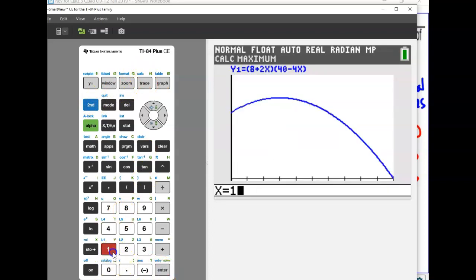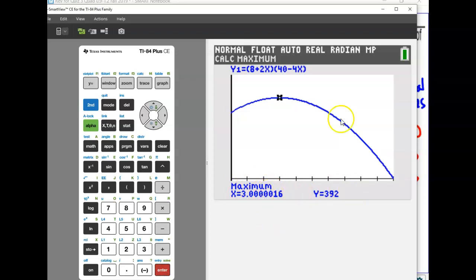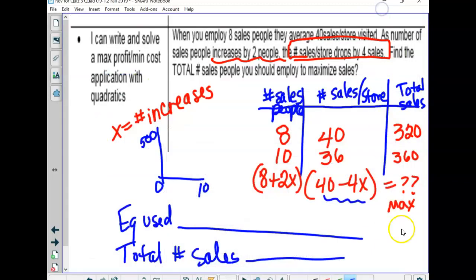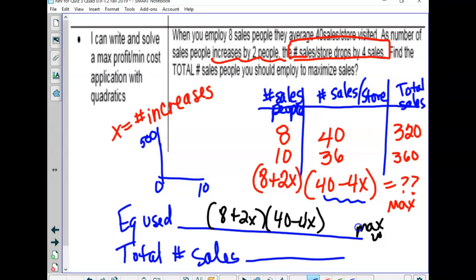It's between 0 and 10 somewhere, because I'm lazy. Now, this is just garbage. It just means the max is at 3. The 392 is actually the total number of sales, but I found the max. The max occurs when X equals, what did I get? 30 point something. No. Well, yeah, it's just 3, right? The max is 3. Is that what I put on here? The total number of salespeople I should have is 3?